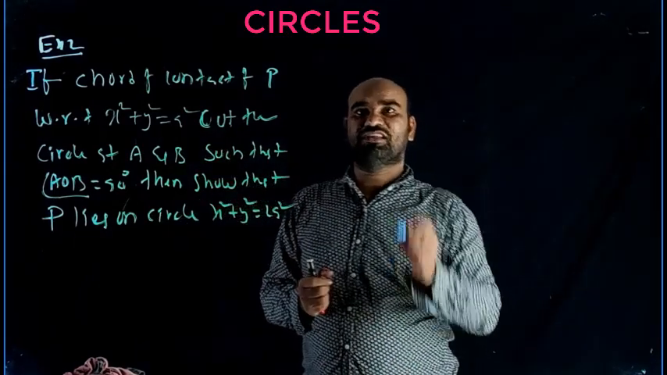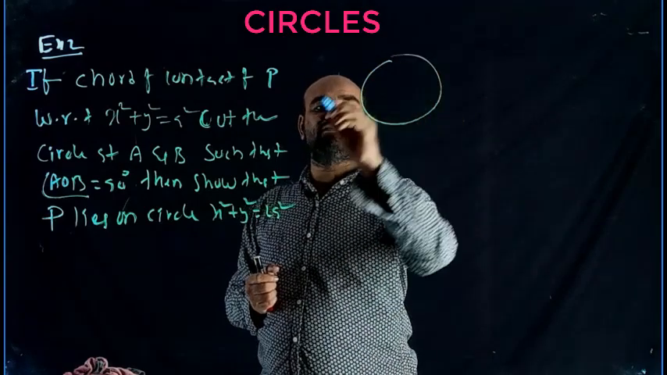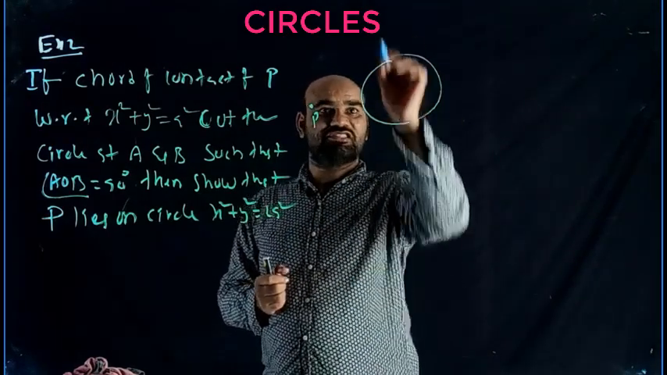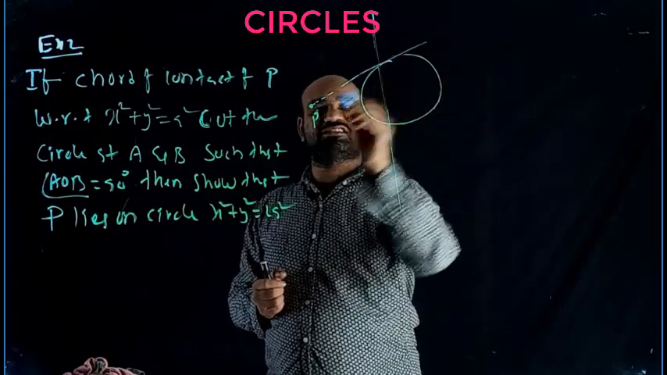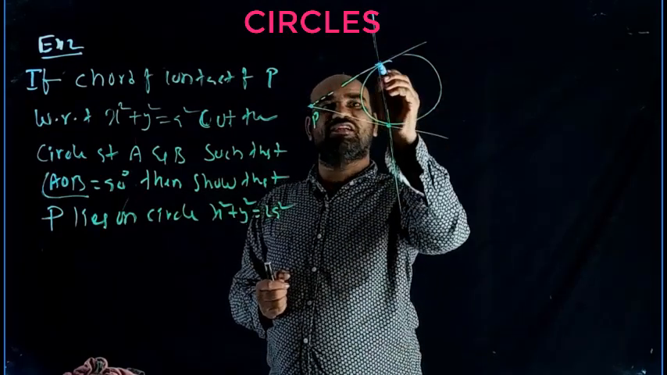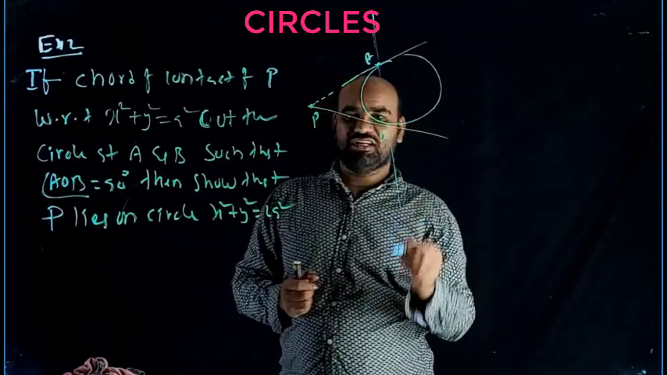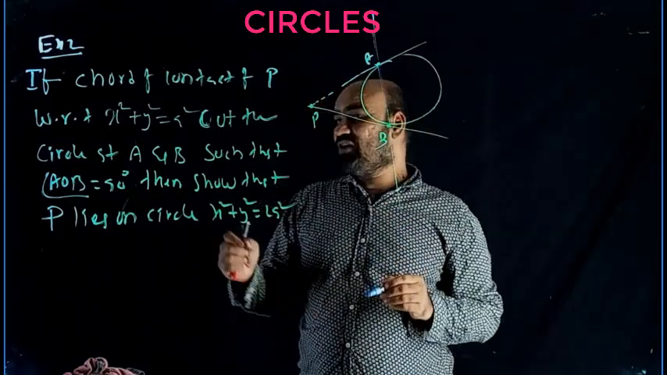So what is the important thing here? See, this is the circle, and this is the point P. This is the chord of contact. Through this point you can draw two tangents, and those meet the circle at A and B. So A and B joined is called the chord of contact. So what is the meaning of this?